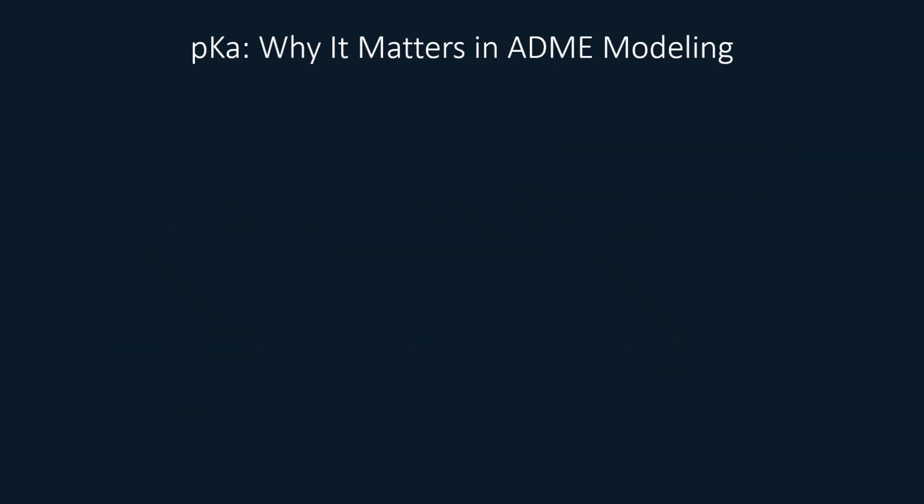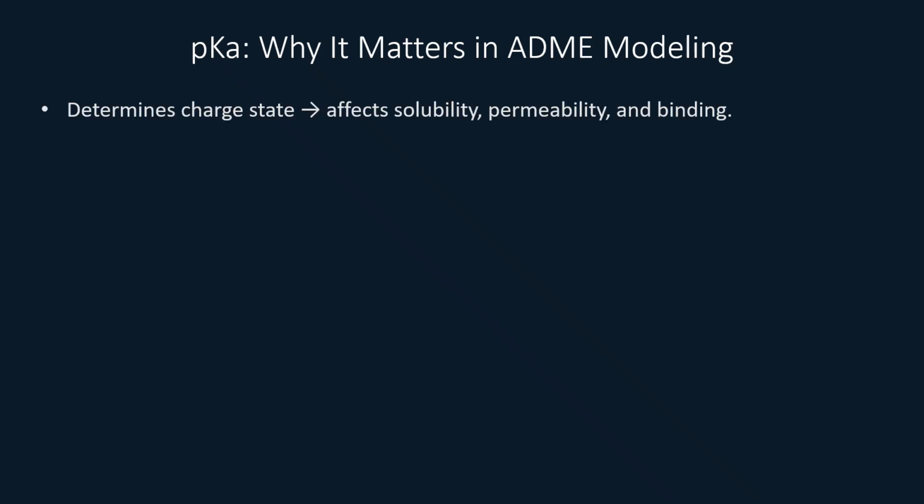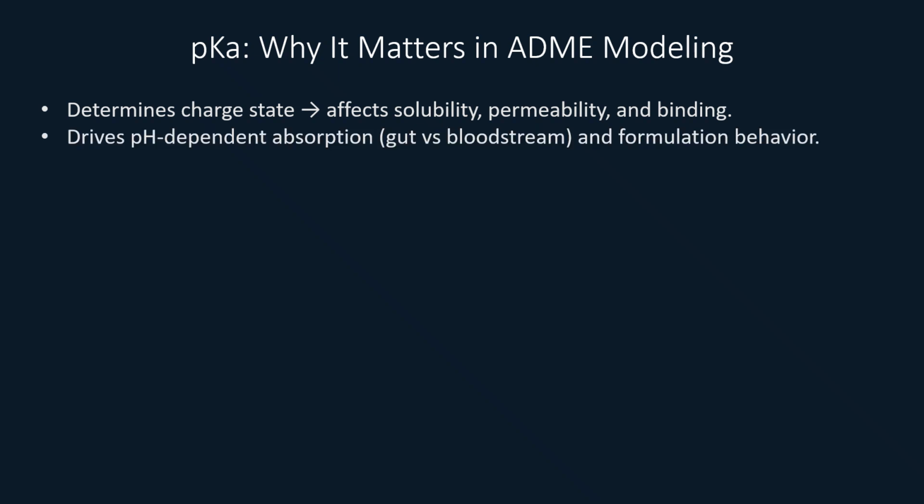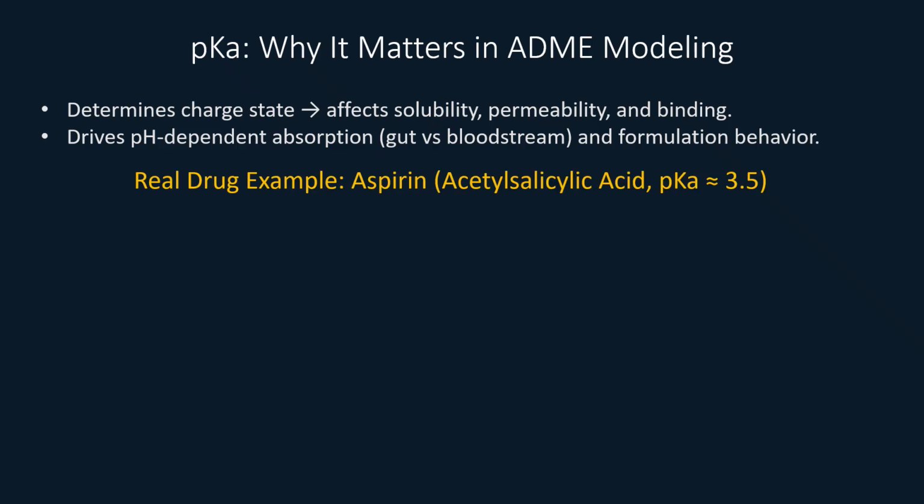We just saw that the pKa determines a molecule's ionization behavior and the resulting charge state, which strongly influences solubility, permeability, and binding. Let's use a classic example here, aspirin. Aspirin is a weak carboxylic acid with a pKa of about 3.5.